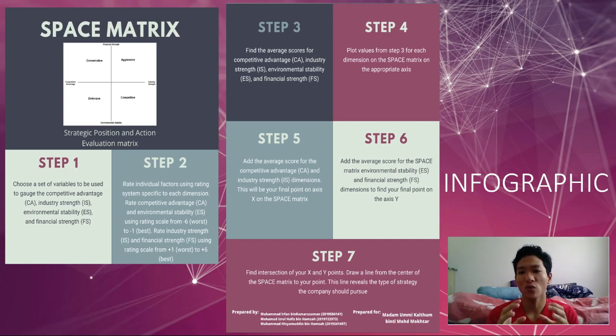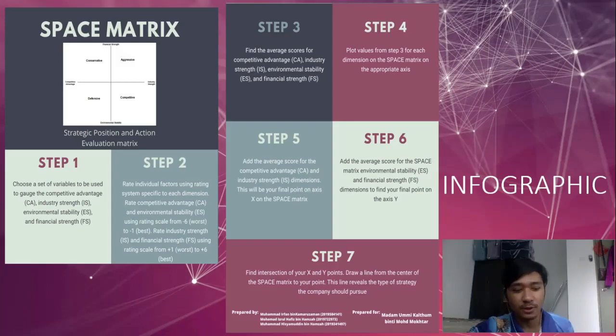How do we plot these 2 dimensions to intersect? Which quadrant will we plot in? This will be presented by Israel and also Hishamuddin. So I think that's all for me. Thank you.